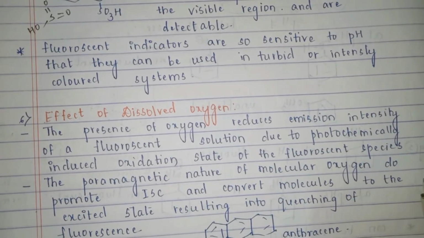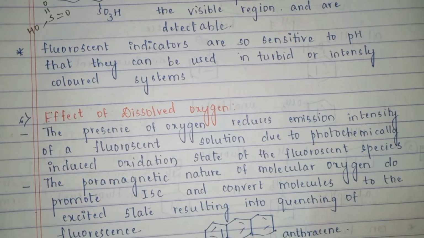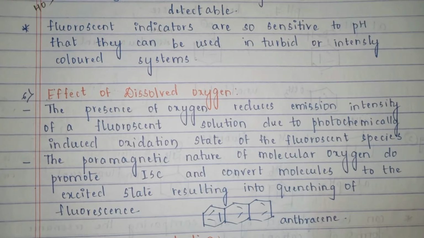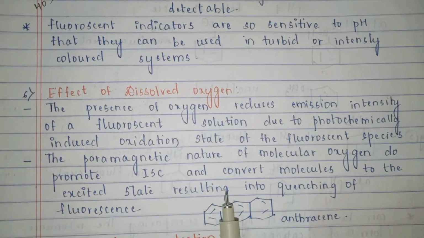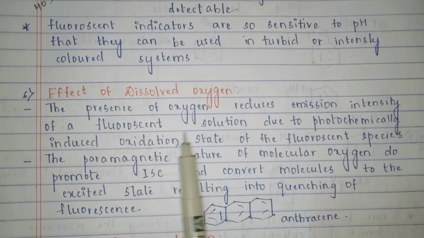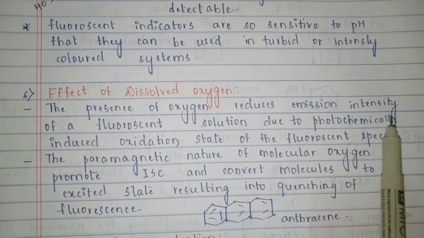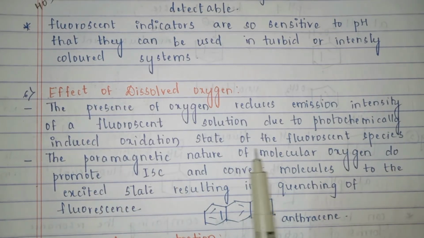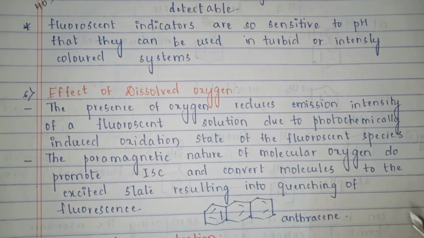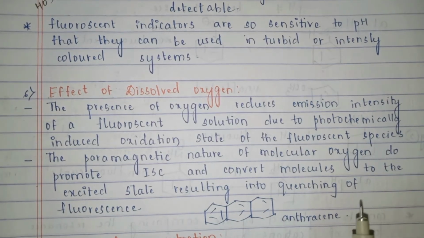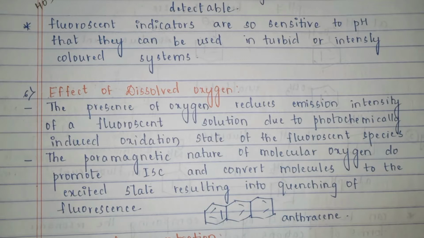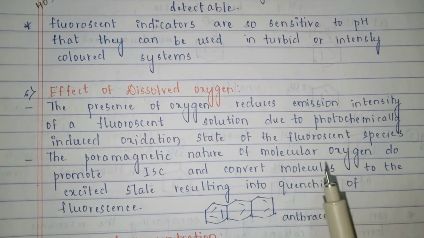The next concept in the variables affecting the luminescence phenomena or phosphorescence phenomena or fluorescence phenomena is the effect of dissolved oxygen. Now what happens is, oxygen is a paramagnetic species, we can understand that. The presence of oxygen reduces the emission intensity of a fluorescent solution due to photochemically induced oxidation of the fluorescent species. Though the species may be fluorescent, due to the presence of oxygen, what is the meaning of presence of oxygen? That means we are trying to introduce an oxidation state.